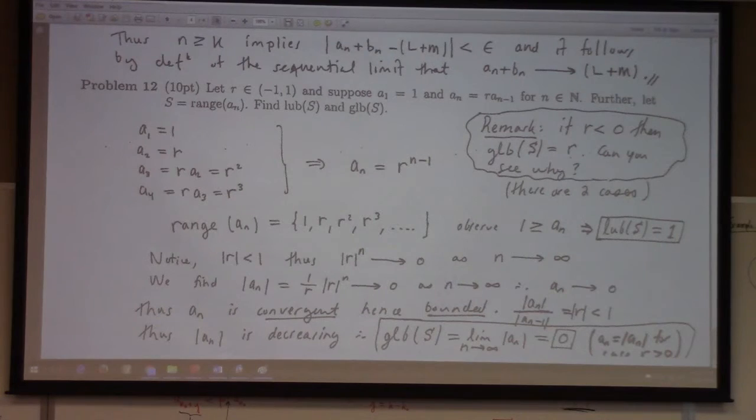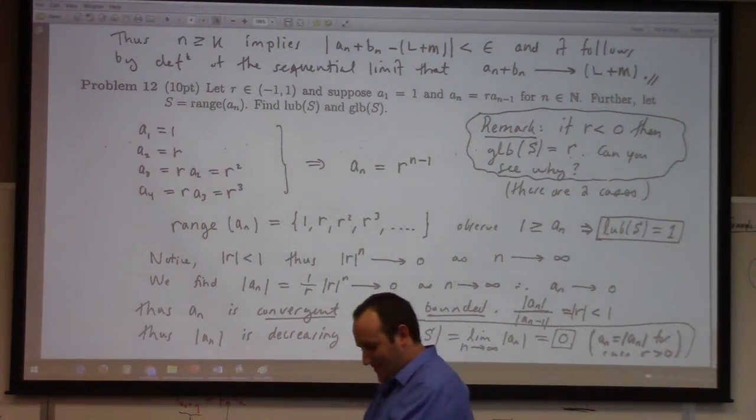Problem 12. One of you told me this problem was fishy. I have written that I caught many fish with this problem, and that is true.